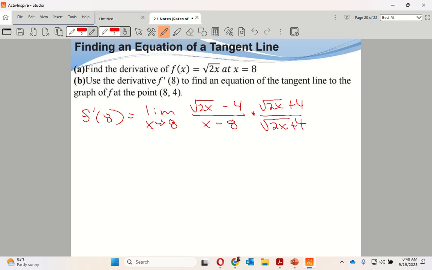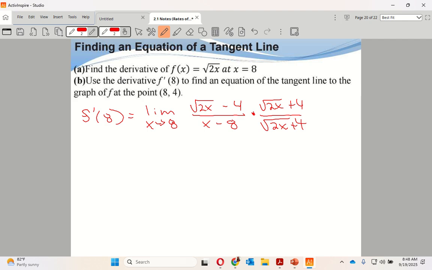Remember, you're always multiplying by the value of 1. Is it the conjugate? Yes, conjugate. Very good. That's the word of the day. Conjugate. Good job. Give yourself a high five. Alright, so we're multiplying by the conjugate right there in the numerator.